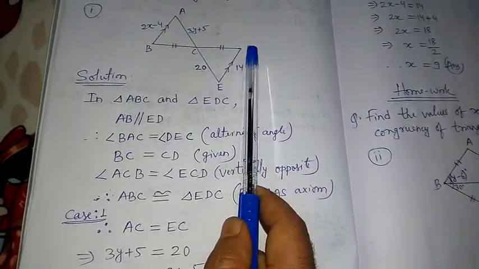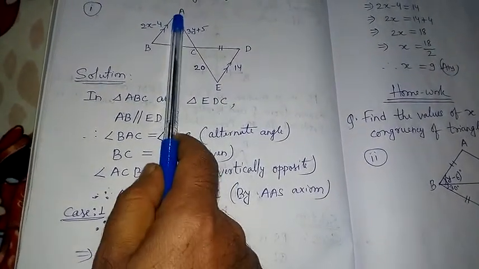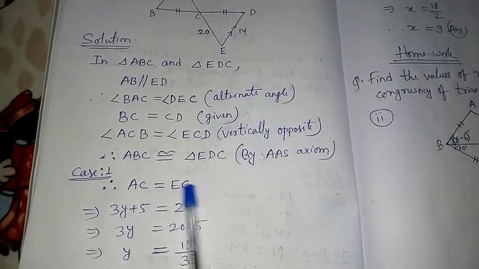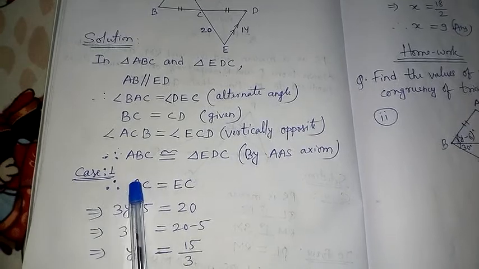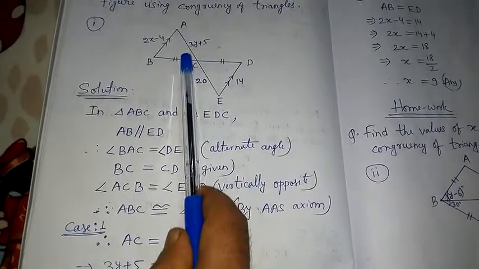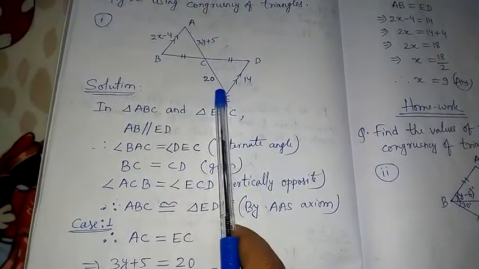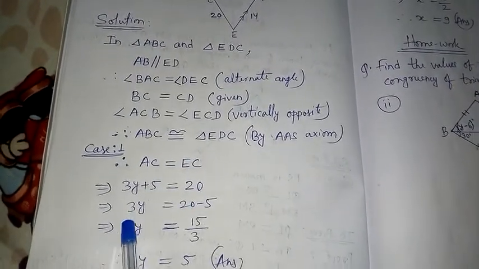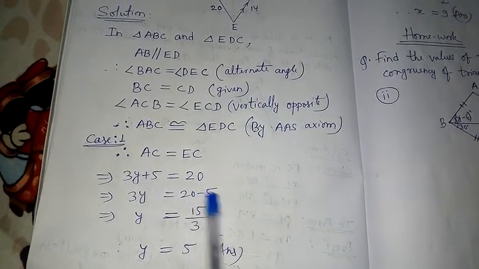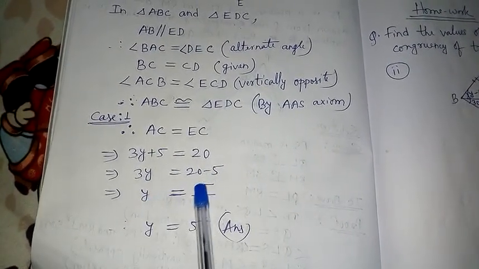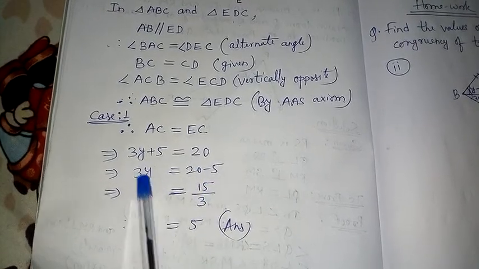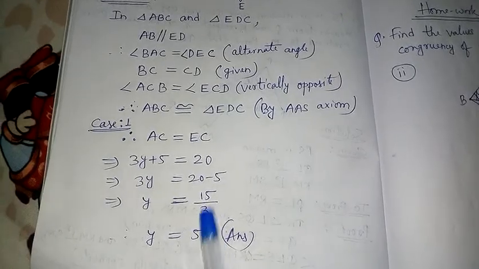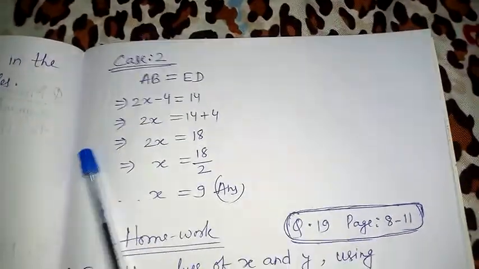Now so AB is equal to ED and AC is equal to CE. So first case I wrote AC equal to EC, because when the two triangles are congruent, we can write this. So AC value is 3y plus 5 and EC value is 20. So both the values I have put. Now 3y equal to 20 minus 5, 5 comes here, minus 5, y equal to 20 minus 5 is 15, and 3 comes here and divides by 3. So y equal to 5. First answer we got.